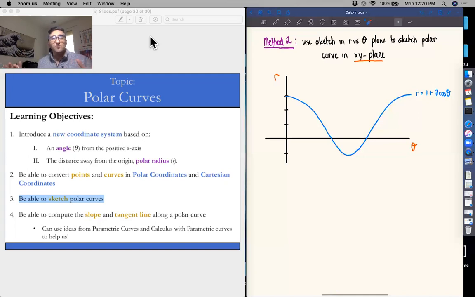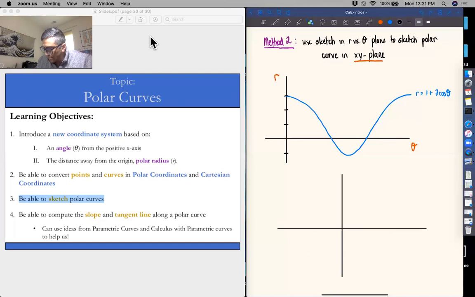And why this is going to be useful is we're going to use the same idea that we use for parametric curves and basically ask ourselves, what is happening to r between certain values of theta? For parametric curves, this was us asking what's happening to x and y between specific chunks of that parameter, which a lot of times we call t. So I'm going to make a little xy plane for us to start sketching on, and we are again sketching that same polar curve, 1 plus 2 cosine theta.